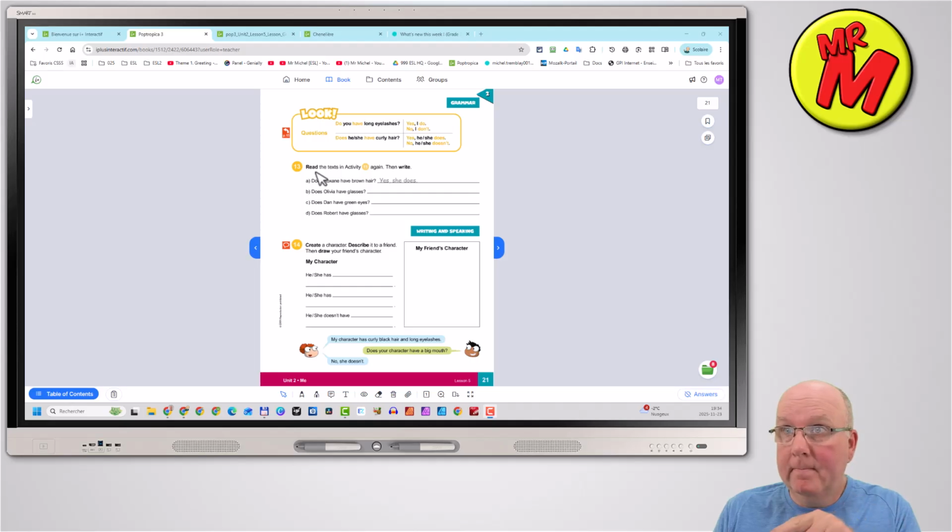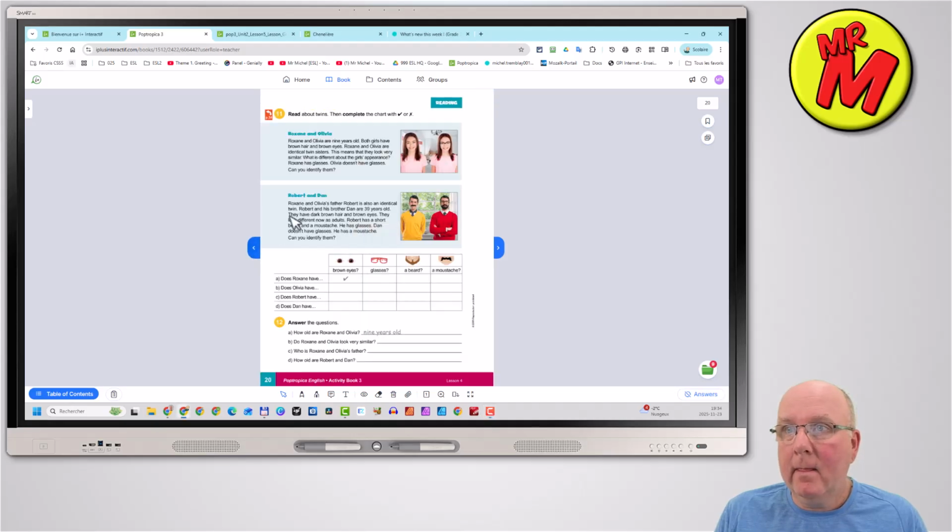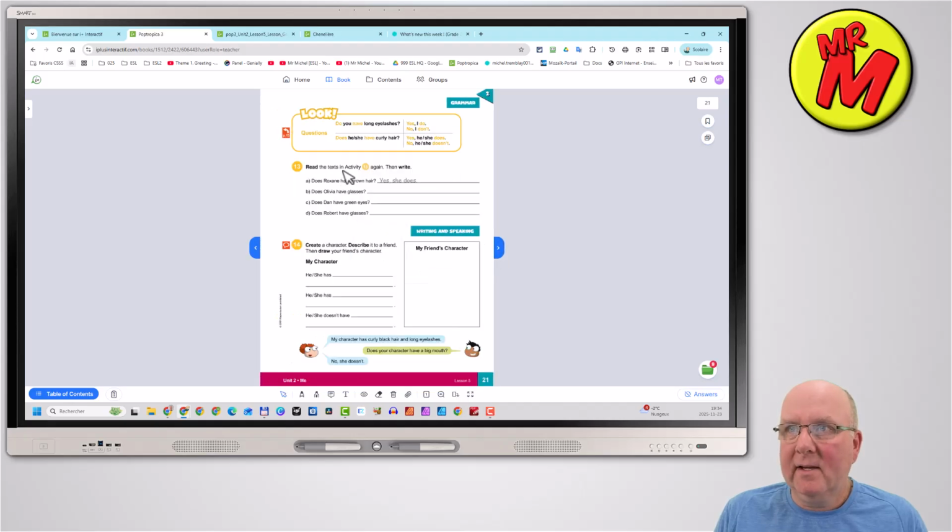Read, lire the texts in activity 11 again, encore une fois. Then write, ensuite écrire. Activity 11, the two texts. So you read them again. Read the texts in Activity 11 again. Then write. Finally, it is answer the questions.